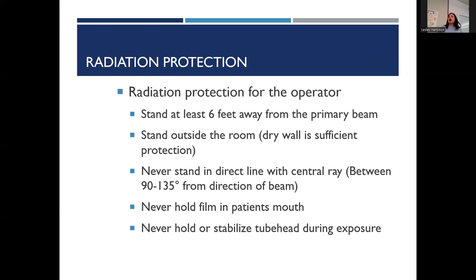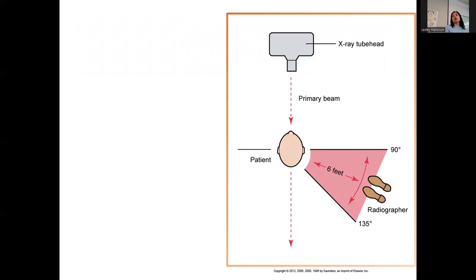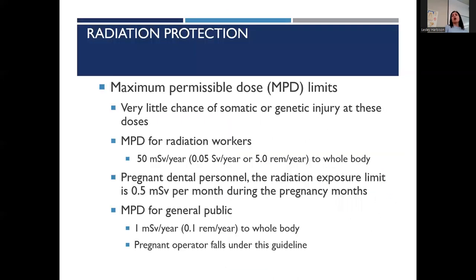Radiation protection for the operator. You want to stand 6 feet away from the primary beam. As long as you're perpendicular to the beam, or 90 degrees to the beam, technically you should be in a safe zone. If you're behind a wall, you are safe. The x-rays are not going to go through sheetrock, especially if there's a lead apron, like in Lacey's office. They're not going to snake their way out of the room and get you. Never hold films in the patient's mouth, never hold or stabilize the tube head during exposure. Remember you said that. This is just showing the perpendicular. If you're perpendicular to the beam, you should be in a safe zone.